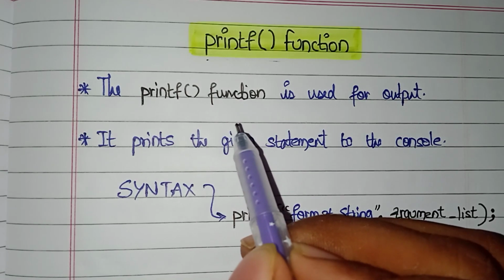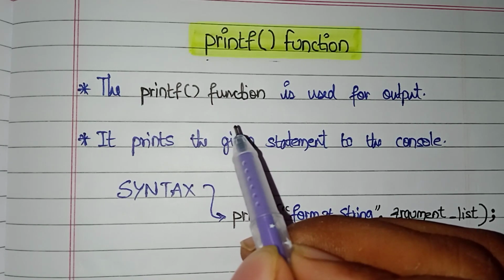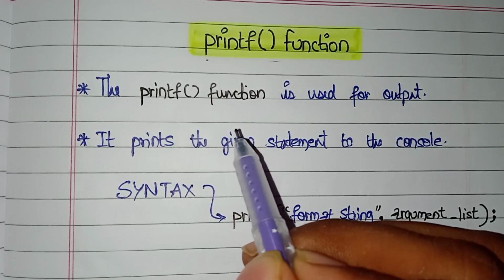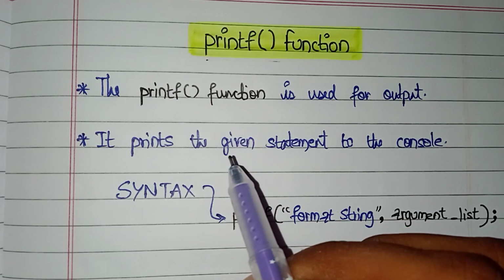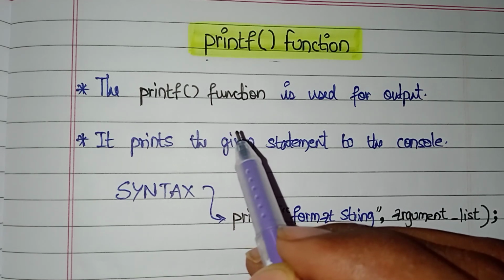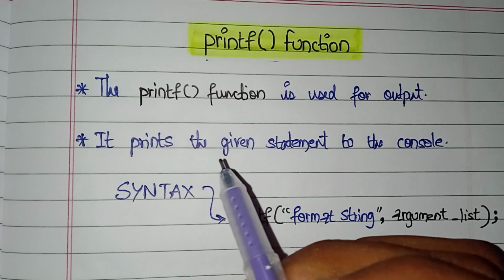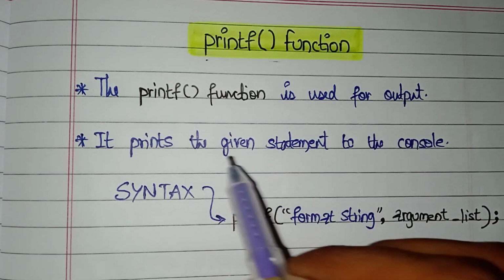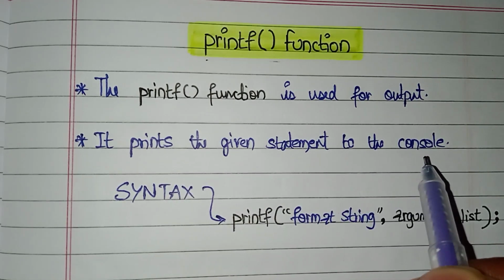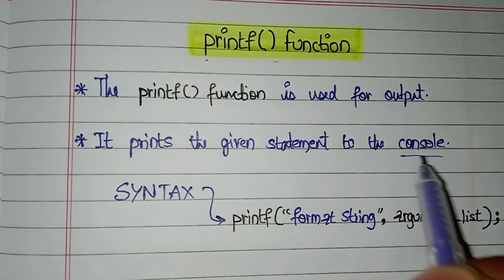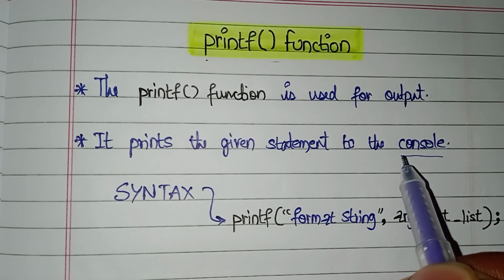The printf function is defined in the stdio.h header file, and it is used to show the output on the console or the standard output. So the printf function is used for output purposes. It prints the given statement to the console. Console is nothing but the standard output. So the sentence which we code in the program, printf hello world, the hello world is printed in the console.